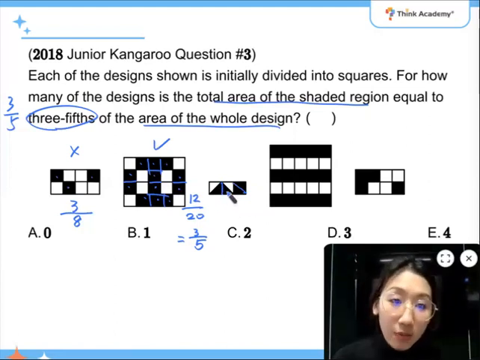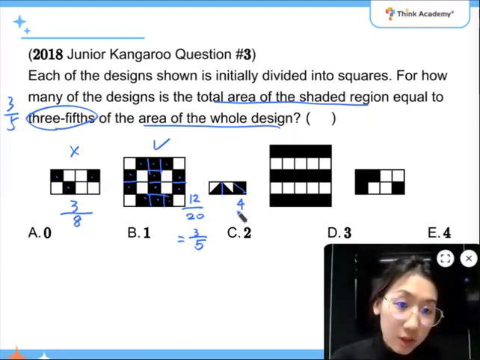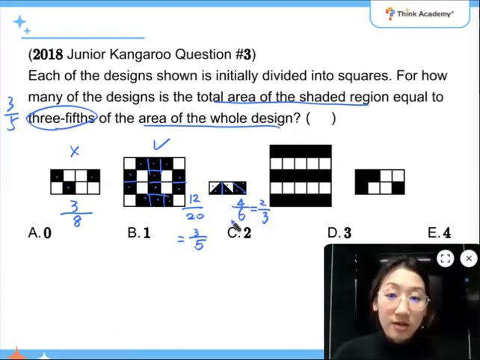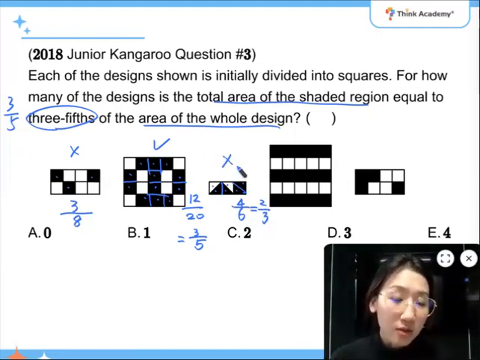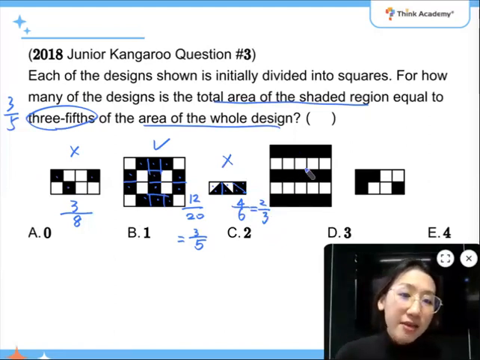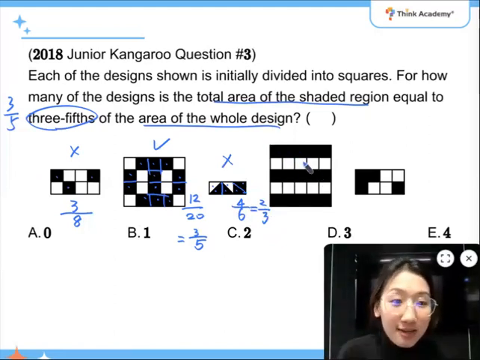So you would then have 1, 2, 3, 4, 4 of the triangles that's been shaded, and then there are 1, 2, 3, 4, 5, 6, 6 triangles in total. So that's going to be 4/6, and that's 2/3 after simplified, but that's not going to give you 3/5, so not what we want.